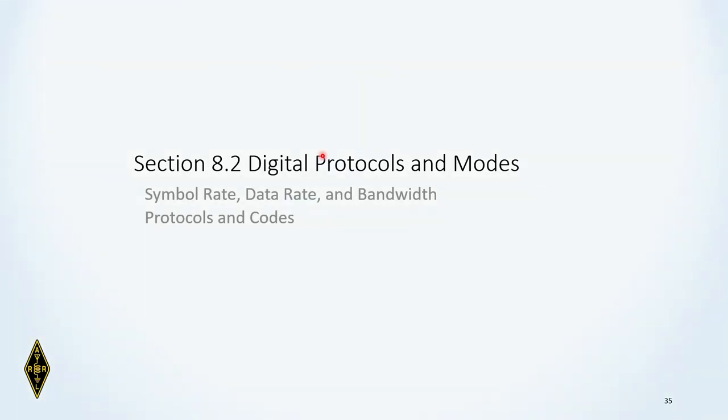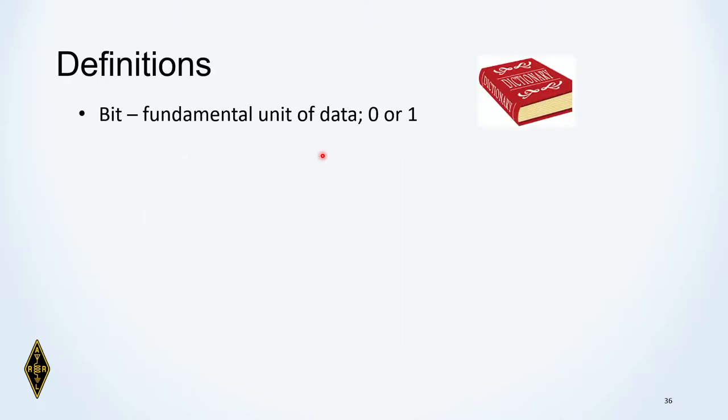So now we'll get into the next section here. Symbol rate, data rate, and bandwidth. I've got some analogies here that I think you're going to find fun. Let's talk about some definitions. Bit.